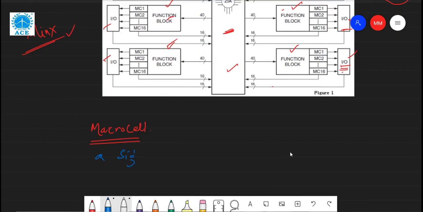A signal generated in the PLA is routed to an IO pin through a macro cell.